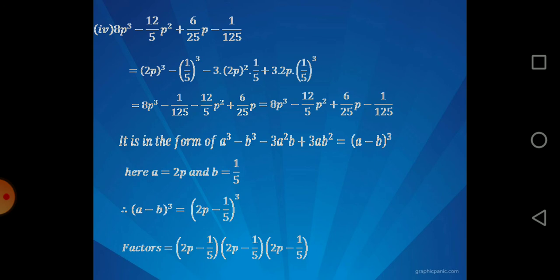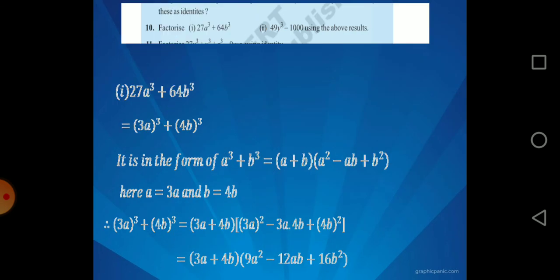And the factors are 2p minus 1 by 5, 2p minus 1 by 5 and 2p minus 1 by 5. And the next question is factorization, which depends on the last two identities. 27a cube plus 64b cube. Both the terms are perfect cube terms and in between plus is there. So we can understand that this is in the form of a cube plus b cube.